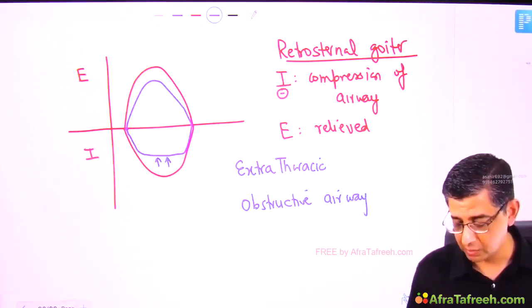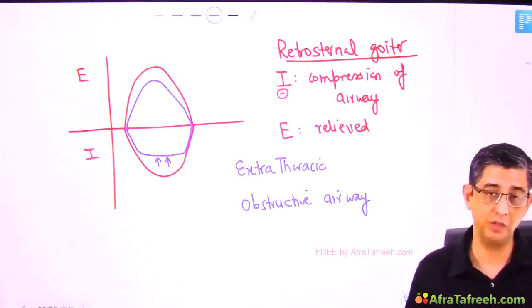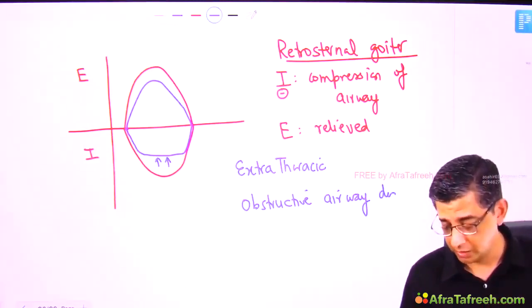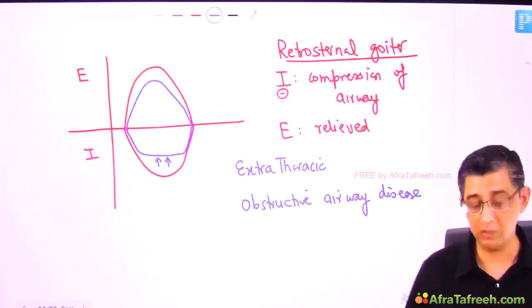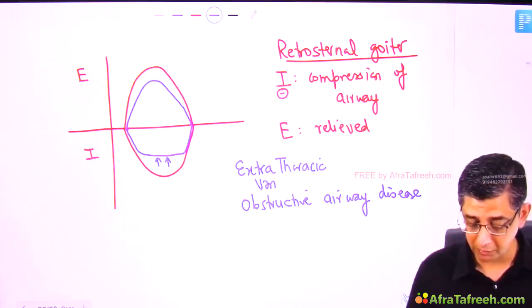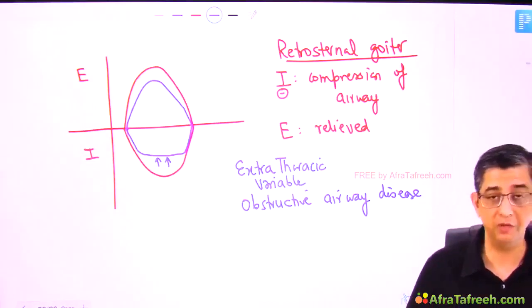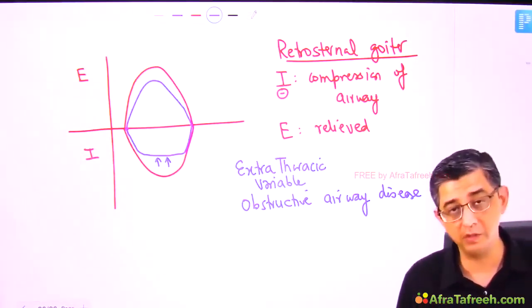I said obstructive because after all there's a flattening of the curve that tells you there must be some limitation of airflow into the lungs of this patient. And now the additional word that I would like to add would be that this is an example of a variable obstruction. Why variable? Because the problem is occurring only in the phase of inspiration and not in the phase of expiration.